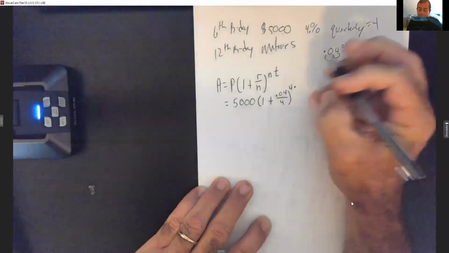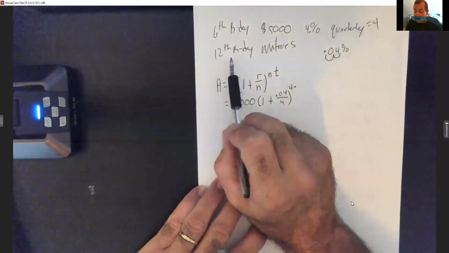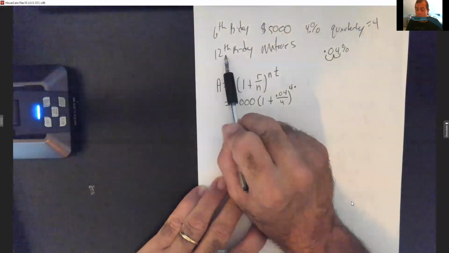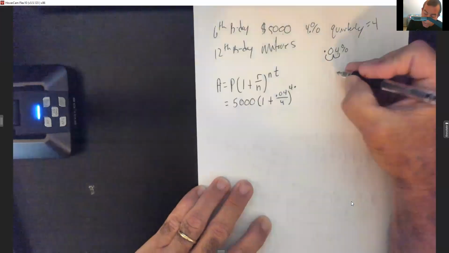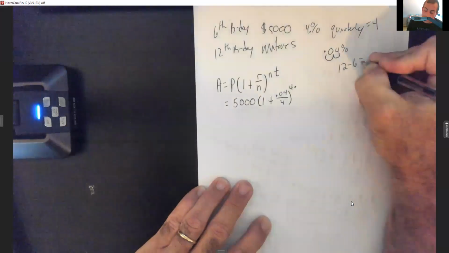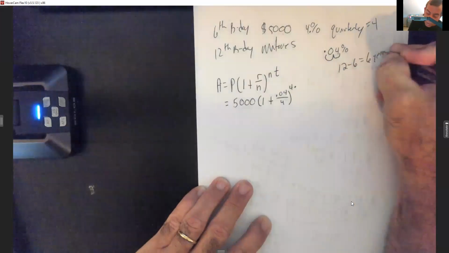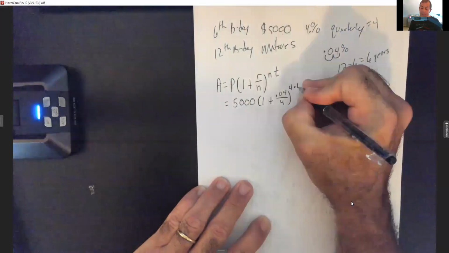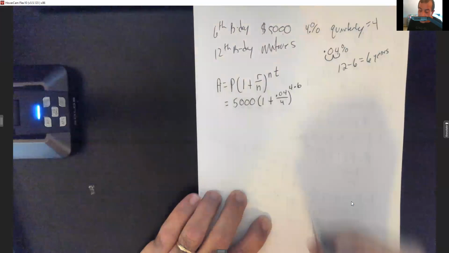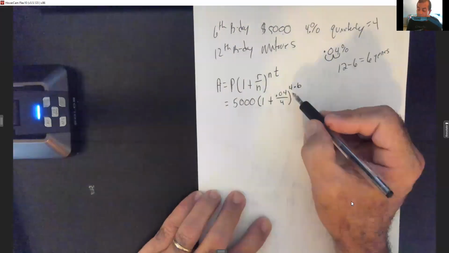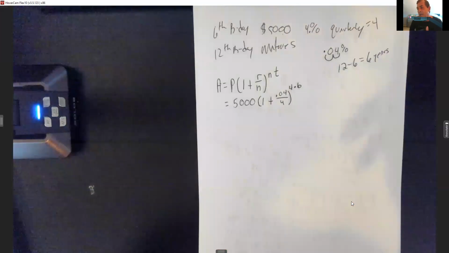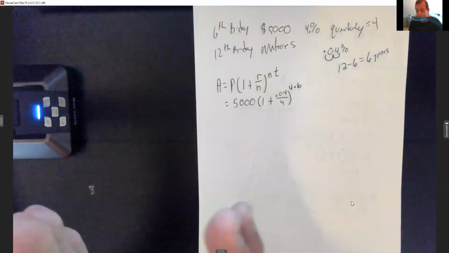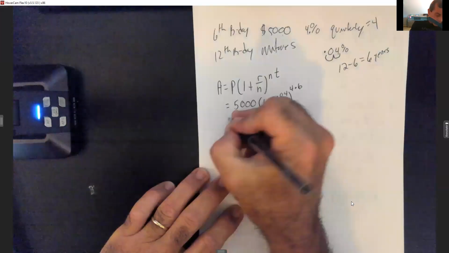Well, t is the time. If it matured on her 12th birthday and she got it on her 6th birthday, 12 minus 6 would be 6 years. So that's going to be 4 times 6. So your 4% interest, getting compounded four times a year times six. So in the life of that, it's going to get compounded 24 times. Okay. All right. So let's see what we get.